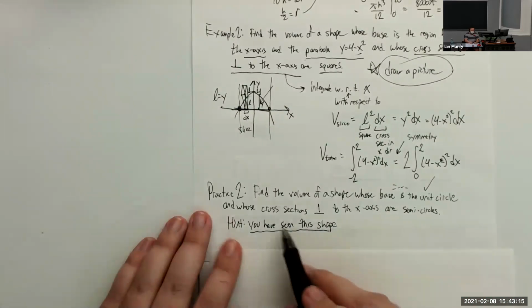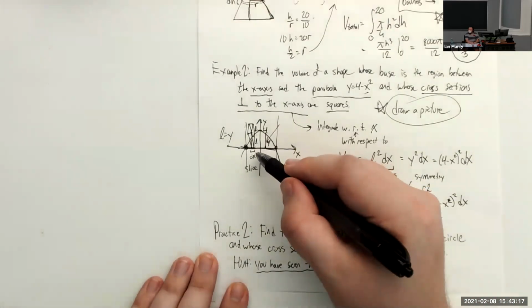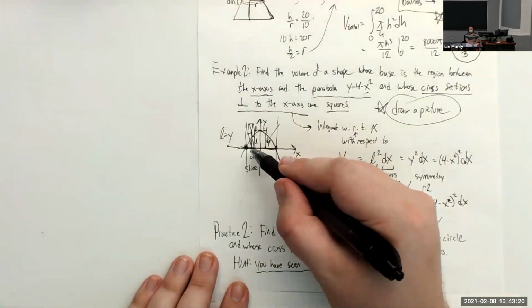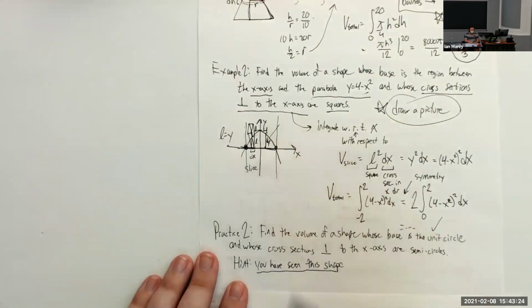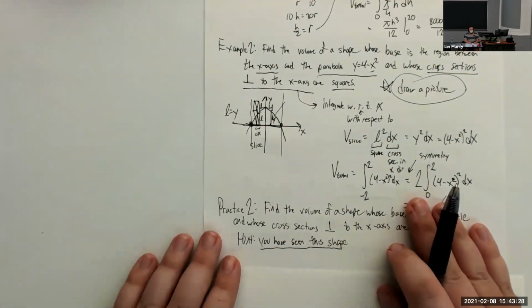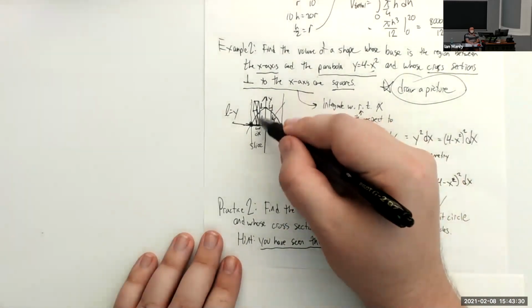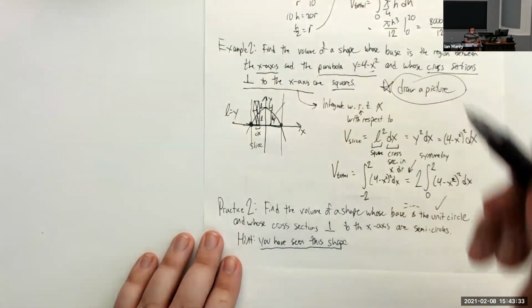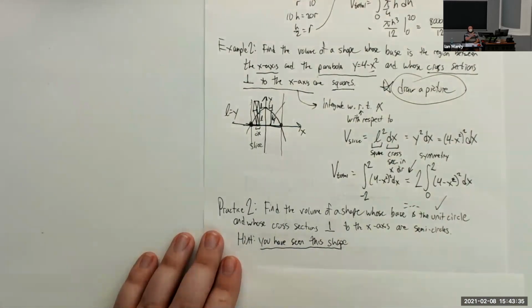Whenever this says perpendicular to the whatever axis, your slices are going to be very thin in that direction. So we have very thin slices in the x direction here. We're going to have the same thing here. So we had these very thin squares here, right? In this one, we're going to have very thin semicircles going horizontally across the shape.